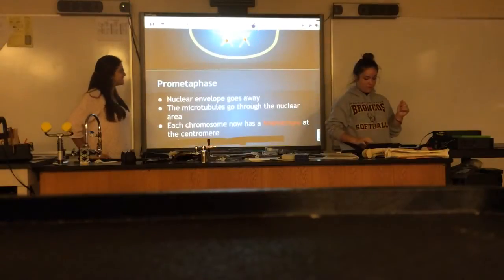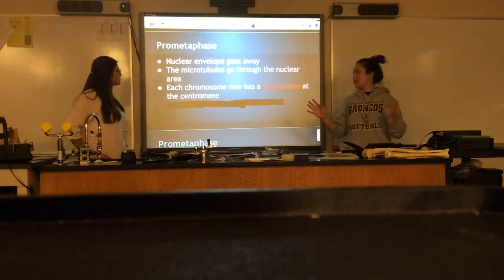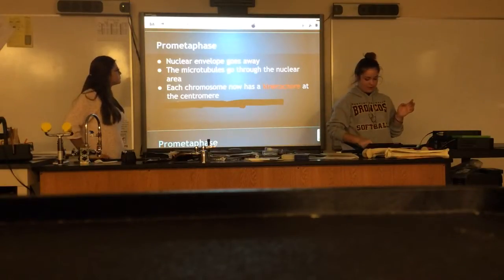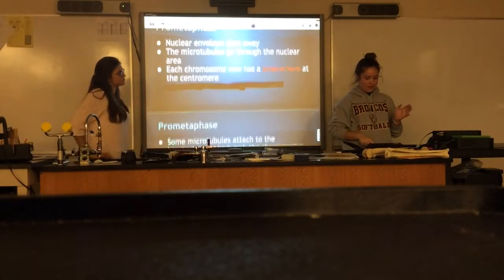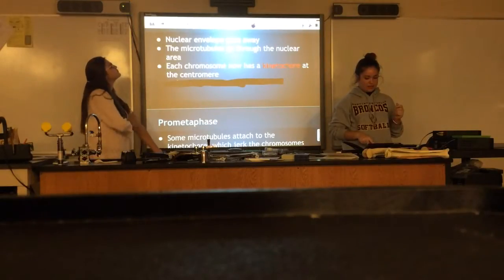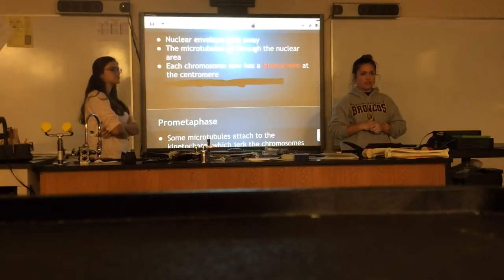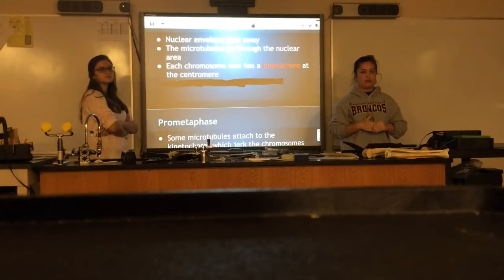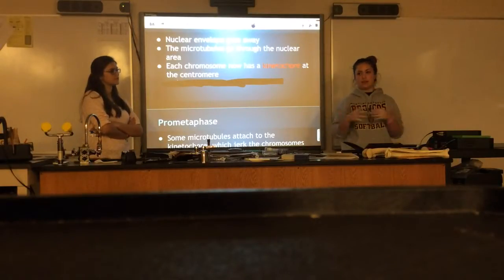Okay, so after prophase, the next stage is prometaphase, and now the nuclear envelope has completely disappeared. The microtubules now go through the center of the nucleus in the cell, and now each chromosome has a kinetochore at the centromere. And can anyone tell me what the kinetochore is? We went over it with Sophia. Yeah, it holds together the chromosome? Yeah. And it aids in separating it.